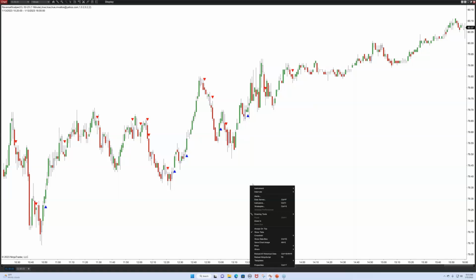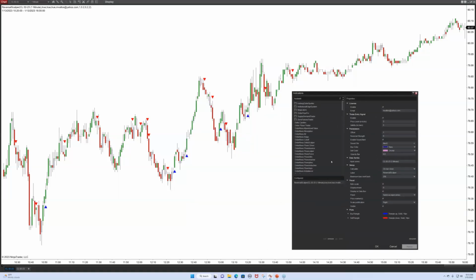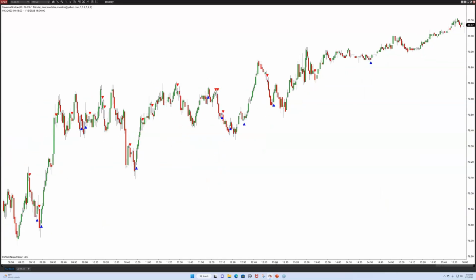Now, so this is crude oil. So let's just take a look at some examples with the different settings that you're going to run into here. All right, so the default setting when you first install Reversal Scalper, I believe, is trade entry signal disabled. So Reversal Scalper is down here. So you can see trade entry is disabled and it's set at 1, okay, as the reversal strength.